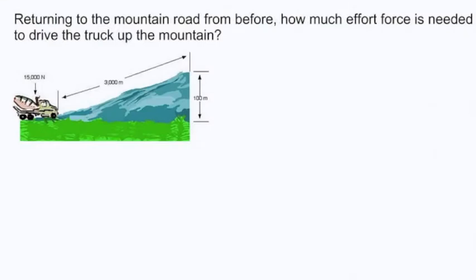All right, let's try it. Returning to the mountain road before, let's determine how much effort is needed to drive the truck up the mountain. Again, start with what we know. We know that the ideal mechanical advantage, IMA, equals 30 because we calculated it already. We also know that the output force on the truck is 15,000 newtons. We want to find out the effort force, or the input force, Fi.